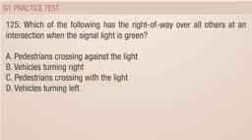Question 125. Which of the following has the right of way over all others at an intersection when the signal light is green? A. Pedestrians crossing against the light. B. Vehicles turning right. C. Pedestrians crossing with the light. D. Vehicles turning left.